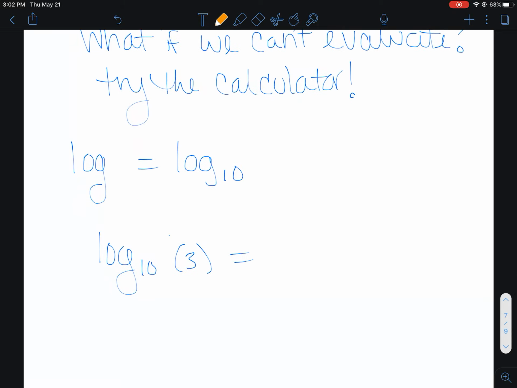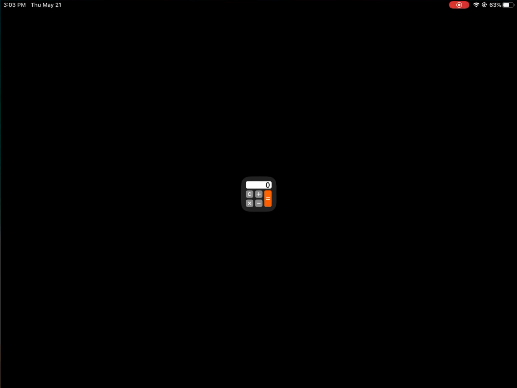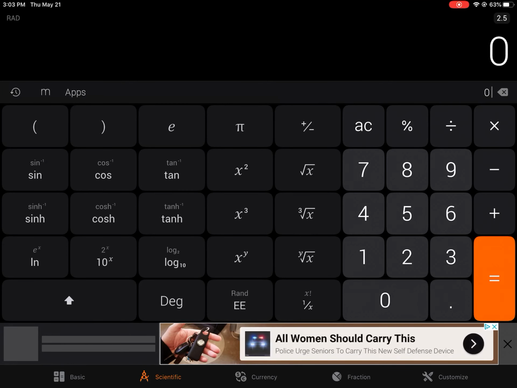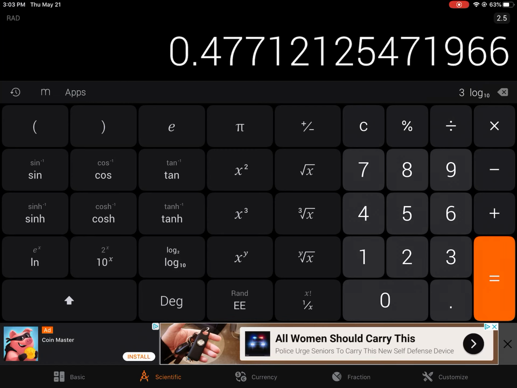So let's say we want to evaluate log base 10 of 3, or your problem might just say, what's the log of 3? Okay, well, we're trying to think 10 to what power would give me 3. That's a pretty hard answer to come up with because it's not a nice, clean integer or rational number. So instead, let's go to our calculator. On this particular calculator, I'm going to hit 3 and then log.